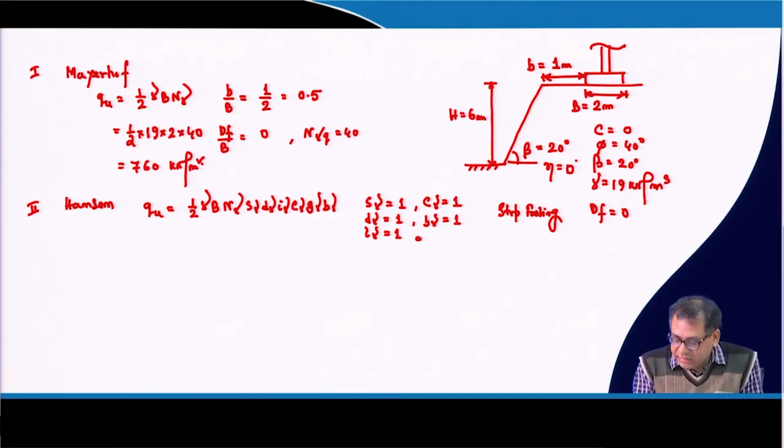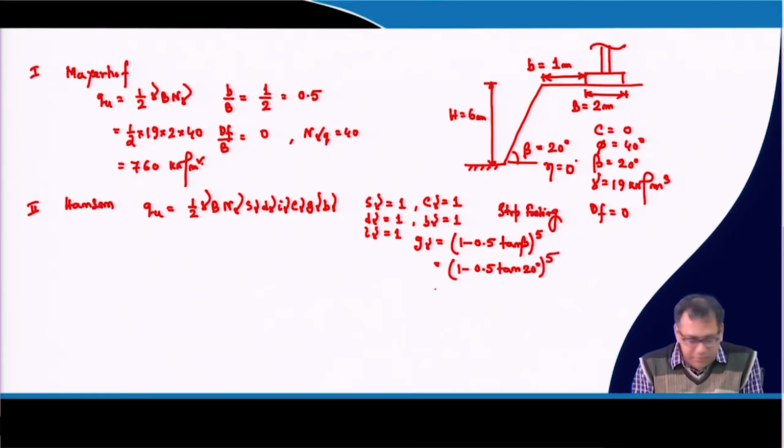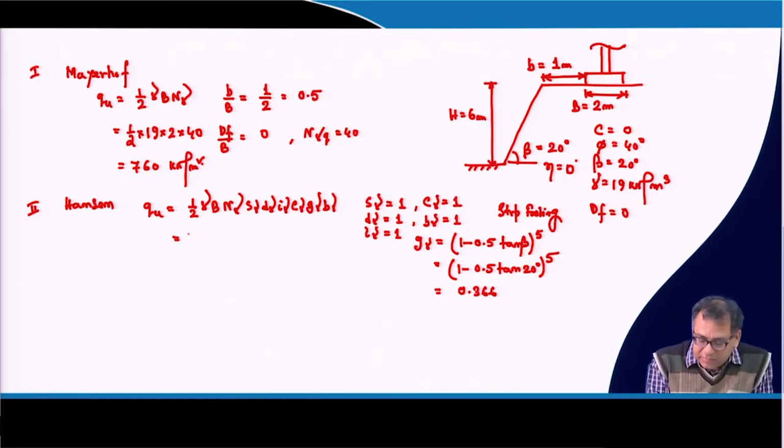So only you have to calculate the G gamma. That G gamma, as per Hansen, is the ground factor on the sloping ground. So that is 1 minus 0.5 tan beta to the power 5. So you can write 1 minus 0.5 tan beta, where beta is 20 degree, to the power 5. So this is 0.366. All these other values are 1, so I am not writing them.